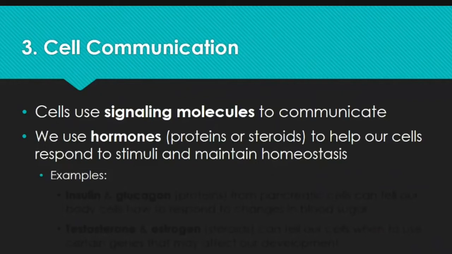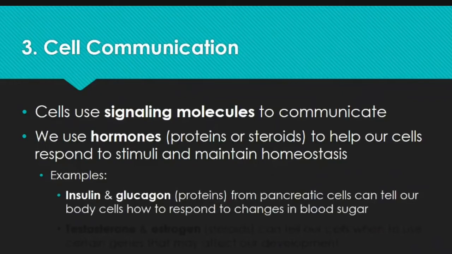So some examples of cell signaling within the human body, we use insulin and glucagon. These are protein-based hormones that are secreted from our pancreatic cells, and then they go around through our body and tell our cells how to respond to changes in blood sugar. If you eat something, your blood sugar goes up, and then insulin is sent out around the body to tell your cells to grab that extra sugar and bring it down. Okay. On the flip side, if your blood sugar gets a little too low, you can release glucagon, and that will tell your cells to release sugar and bring that blood sugar back up.